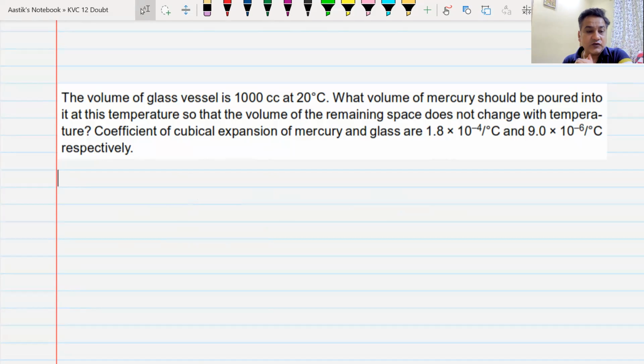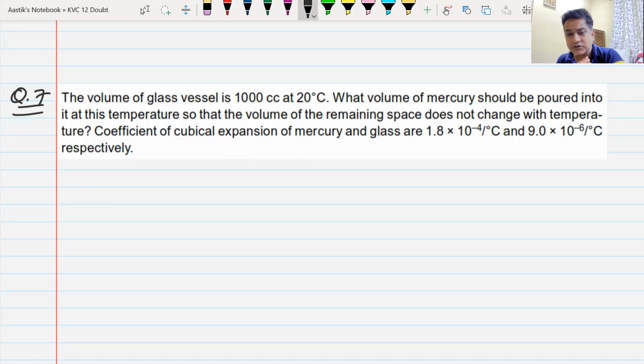The volume of a glass vessel is 1000 cc at 20 degrees Celsius. What volume of mercury should be poured in at this temperature so that the volume of the remaining space does not change with temperature? Interesting one. The volume of the remaining space does not change with temperature. This is a question that can come in all the exams. I will call it question number 7.